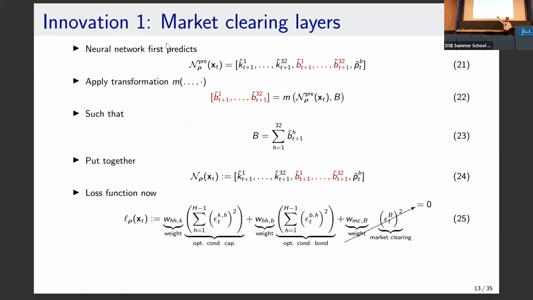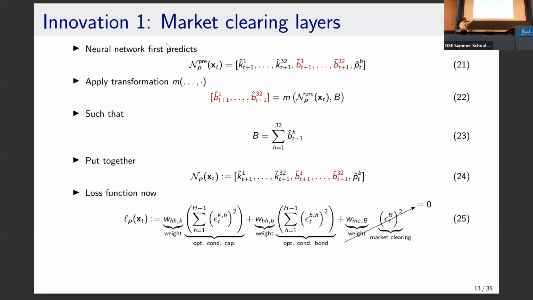So how do we ensure that the neural network predictions are always consistent with market clearing? We're now saying that the neural network doesn't predict B hat directly, but something intermediate, B tilde. Then we apply transformation M to B tilde such that the B hat that we get out of it is always consistent with market clearing. Our final prediction is now a prediction of policies which are consistent with market clearing by design, because we applied this transformation.